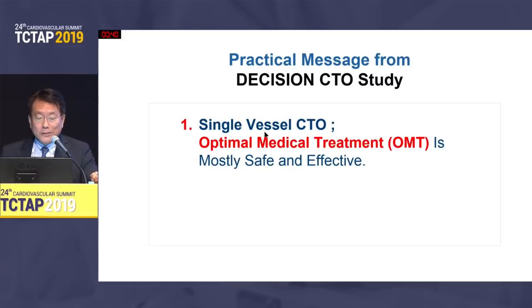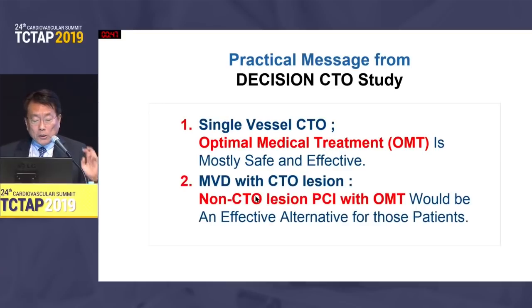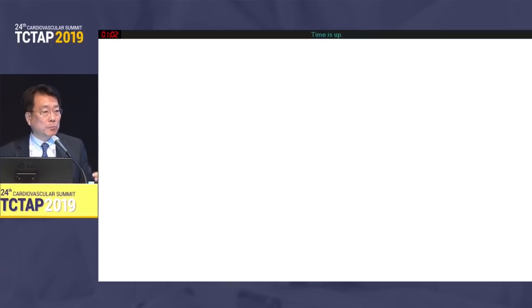For a single vessel CTO, optimal medical treatment is mostly safe and effective. For multi-vessel disease with a CTO, non-CTO lesion PCI with optimal medical treatment for the CTO lesion would be an effective alternative for those patients. For multi-vessel disease with one or two CTOs, I believe surgery is better in current practice. So this is the last slide. However, where is the benefit? I would say just symptomatic.